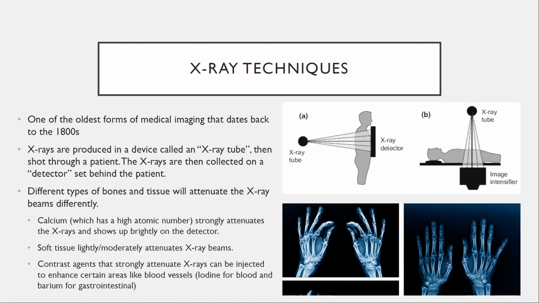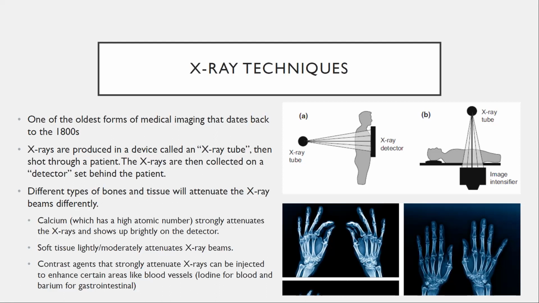The way it works is that X-ray radiation is produced within a device called an X-ray tube, and from there it is shot through a patient. You're basically shooting radiation through the patient, and then on the other side of the patient, we have a device called an X-ray detector.